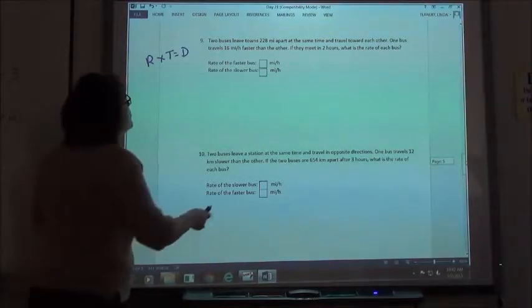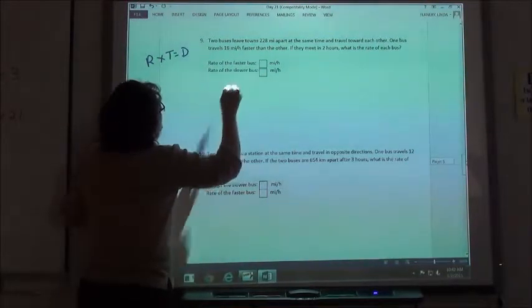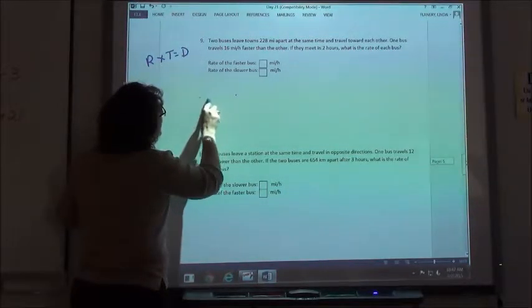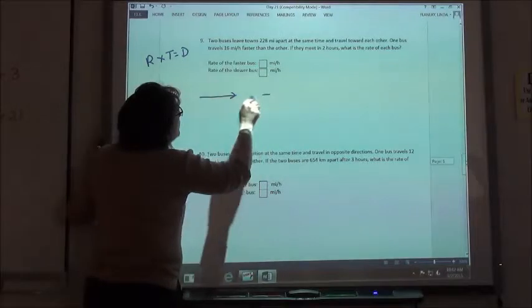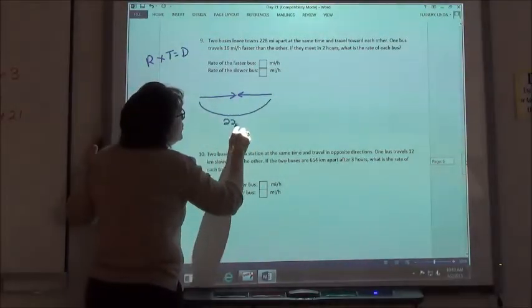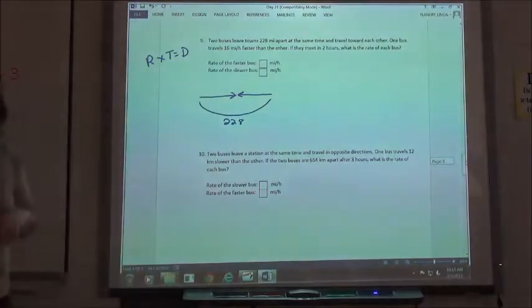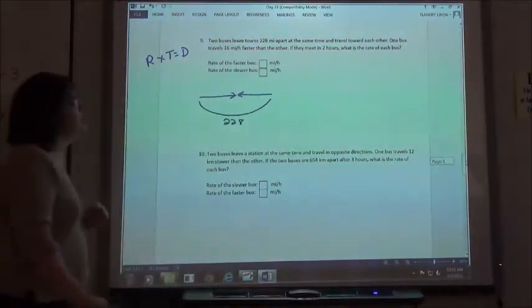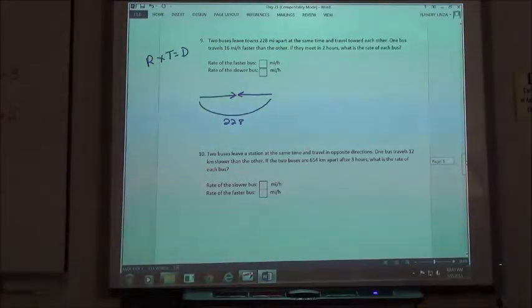I like to draw pictures. 2 buses leave towns 228 miles apart at the same time, and they're traveling toward each other. So one's going this way, one's going this way. I know the whole distance is 228. So if I'm going to find the distance of each bus, I need the rate and the time of each of those.